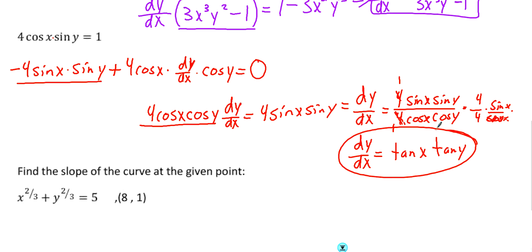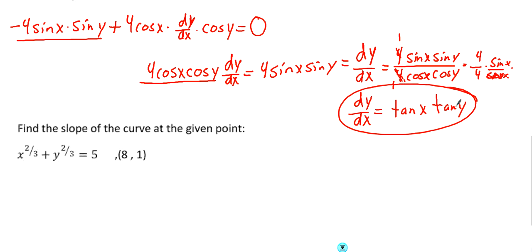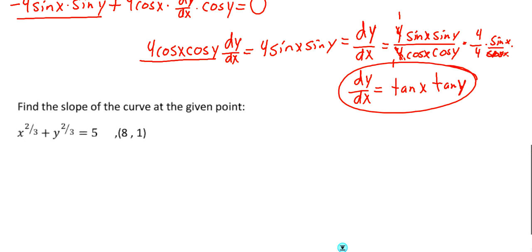Okay, but I mean technically once you get dy over dx by itself, you could have left it like this: 4 sine x sine y over 4 cosine x cosine y. It depends on what you're going to be using it for. If you're going to be plugging in points, sometimes it's easier to have it as tangent. Unless you only remember your sine and cosine values, then you should leave it as sine over cosine.